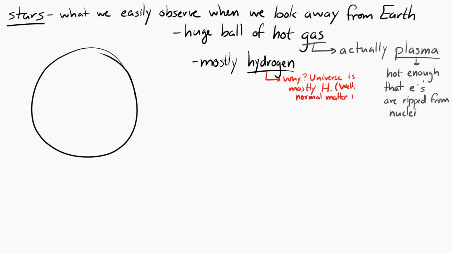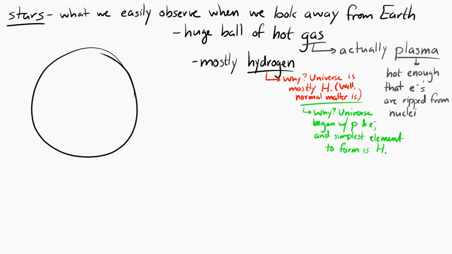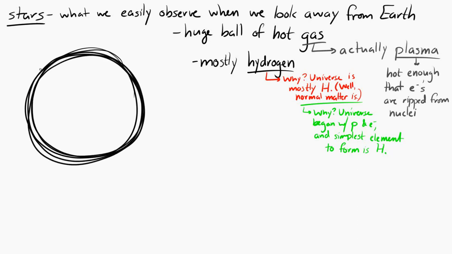And if you ask why it is mainly made out of hydrogen, well, because the universe started out with a big soup of protons and electrons, and the simplest thing that those protons and electrons could form was hydrogen, which is just a single proton and a single electron. So, okay, star: big ball of hot hydrogen. And when I say big, I mean really, really big. The masses of stars go from about 10 to the 29 kilograms to 10 to the 30.